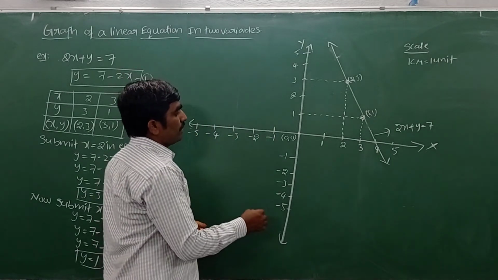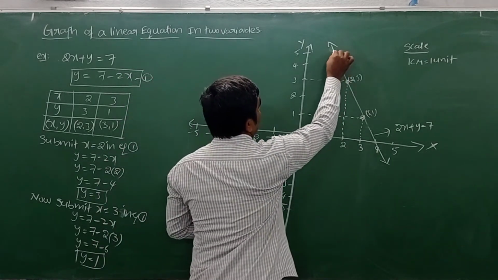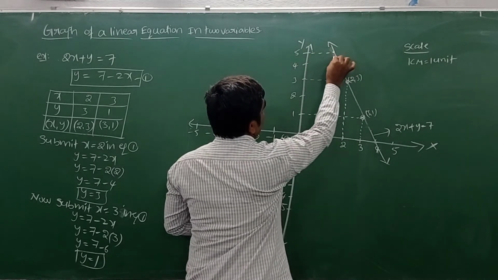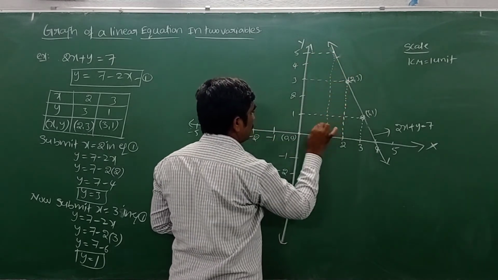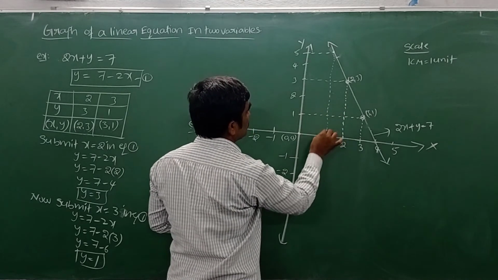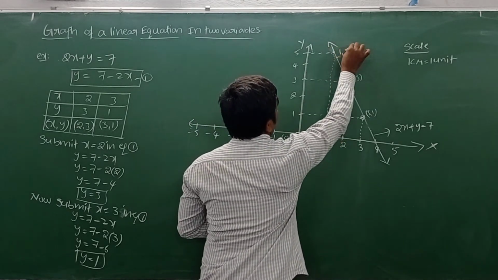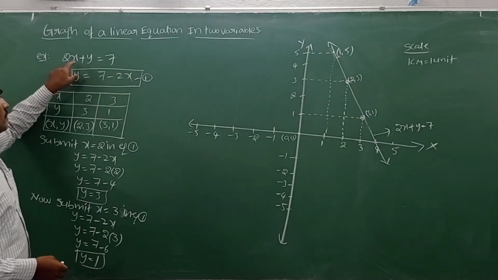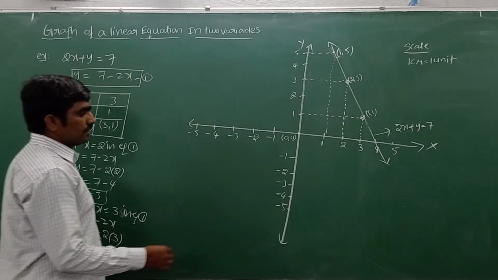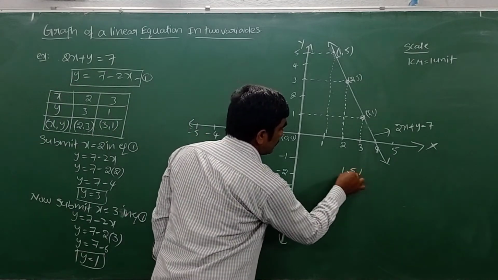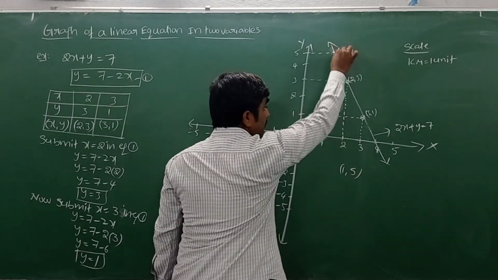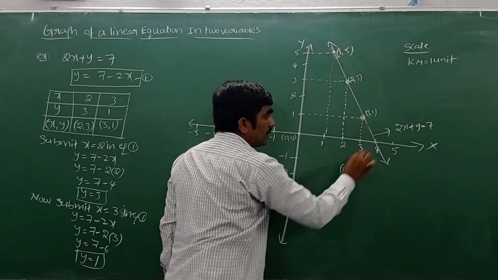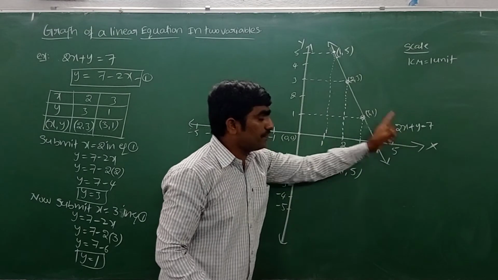Now let us take one point and we'll check. Let me take one point here. See how that point is on y equals 5. Here you can see 1 unit. Here you can see 1 unit. So 1 comma 5. Now let us check, is that 1 comma 5 a solution of this equation or not? Yes, 1 comma 5 is a point which is on the straight line. So the point which is lying on the straight line must be a solution of this equation.